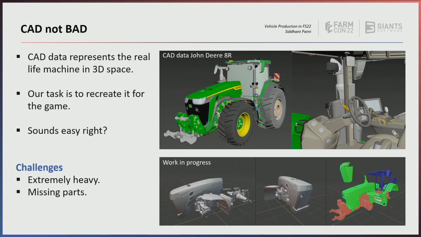Sounds easy, right? Well, definitely it's easier for using CAD references as base for creation of the machine, but there are some challenges that come along with them. CAD data is very heavy to operate, and it's a number one challenge for us to recreate the machine. Also, at times, there are many parts that are missing, so it's still a challenge to create a machine using the CAD references.